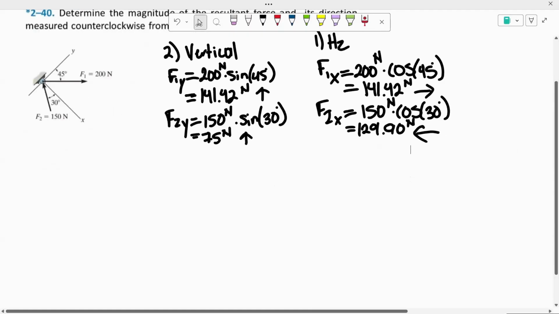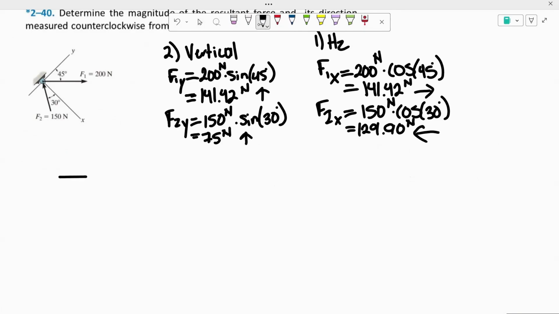From there, we're going to try to find the net horizontal and net vertical. So we're going to do the horizontal first. We're going to assume that going right is positive. So from there, we have 141.42 newtons going to the right. That means that's positive. So positive 141.42 newtons.